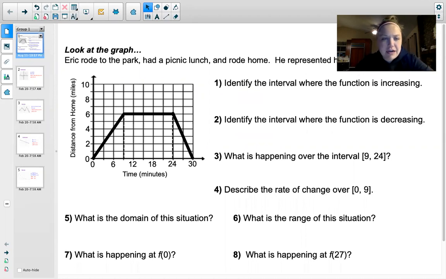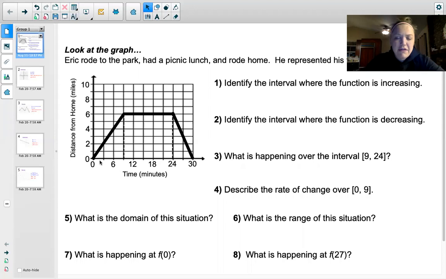All right, so let's read through this top part. Eric rode to the park, had a picnic lunch, and then rode home. And you can see that happening here in the picture. It says he represented his trip in the graph below. So if Eric rode to the park, had lunch, and rode back home, the first question is asking me to identify the interval where the function is increasing.